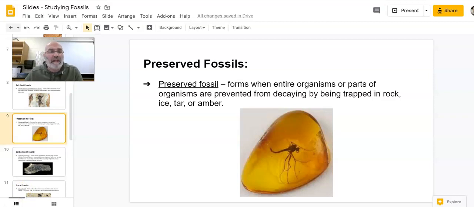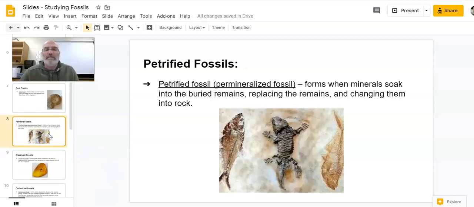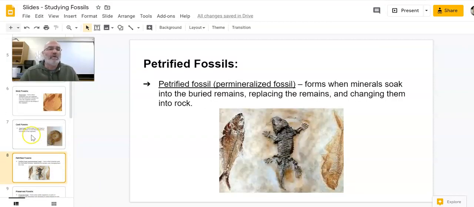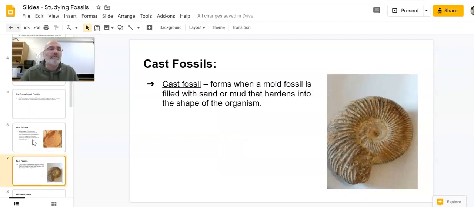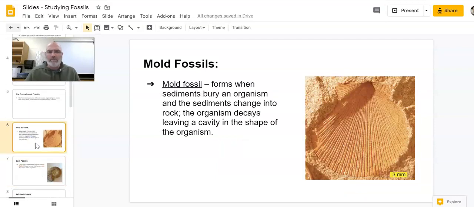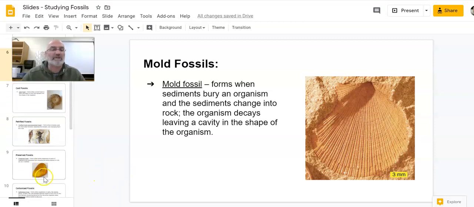So have you come up with an answer to my question yet? Which type of fossil, preserved fossils or petrified fossils or cast fossils or mold fossils are most important to scientists? Have you got a thought inside of your head? You know, I think it's kind of a difficult question to answer, and I'm not sure that I have the right answer, but here's what I would think.